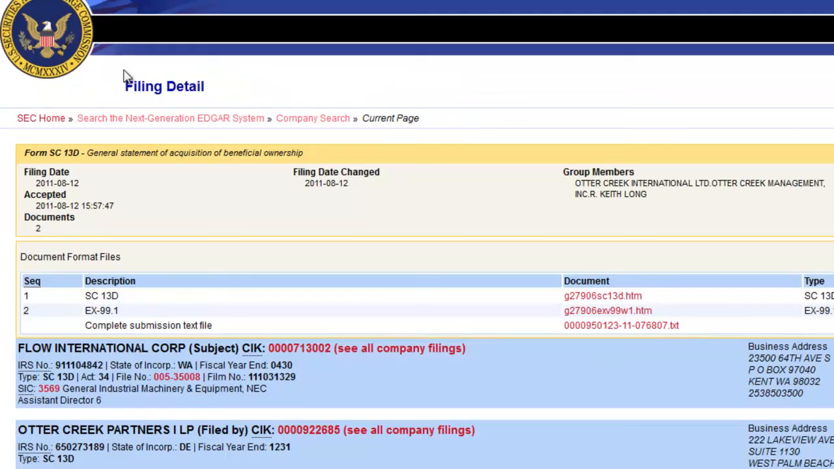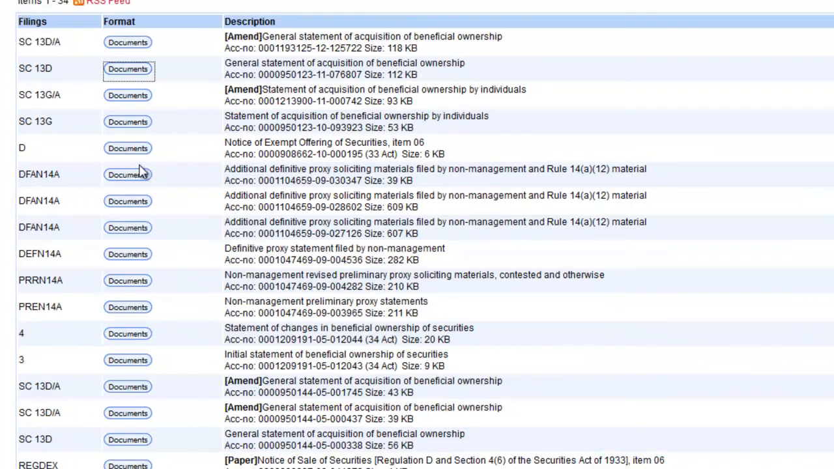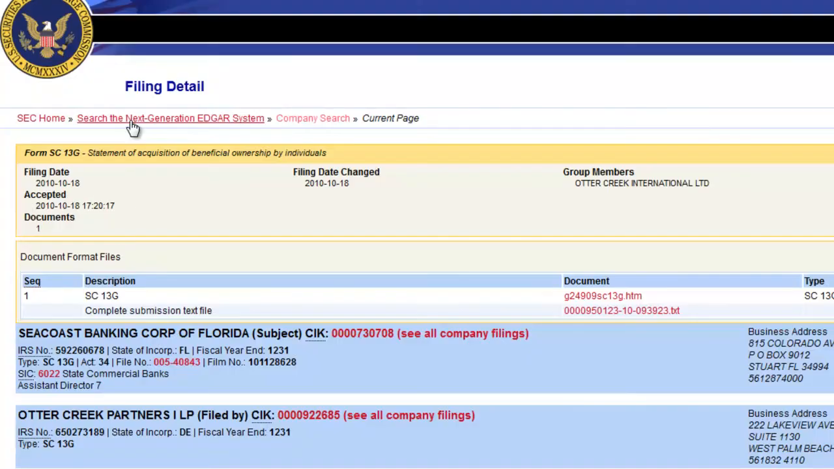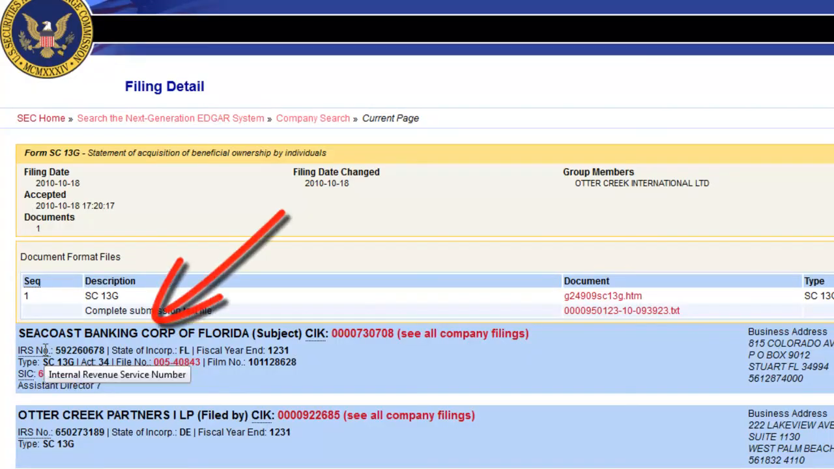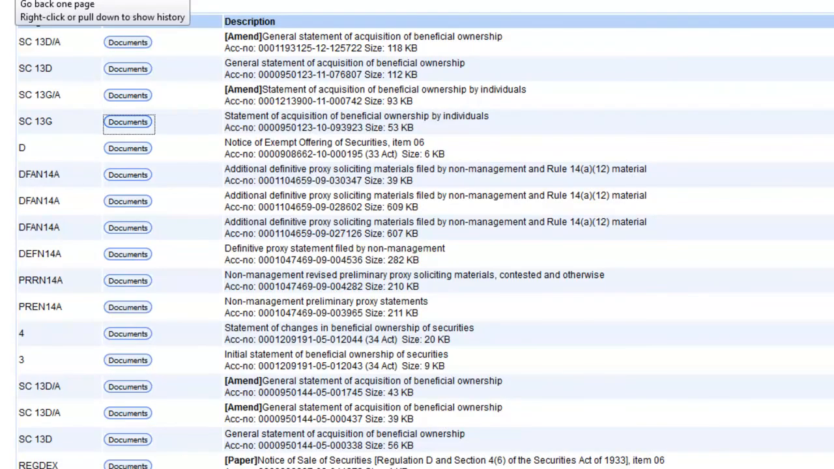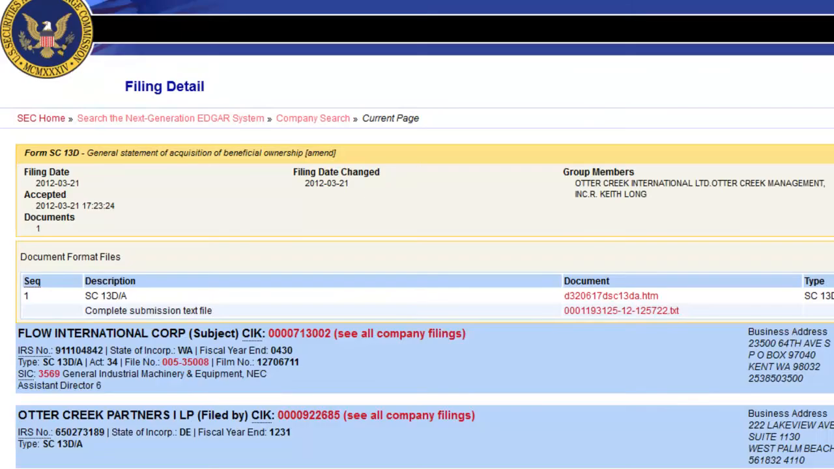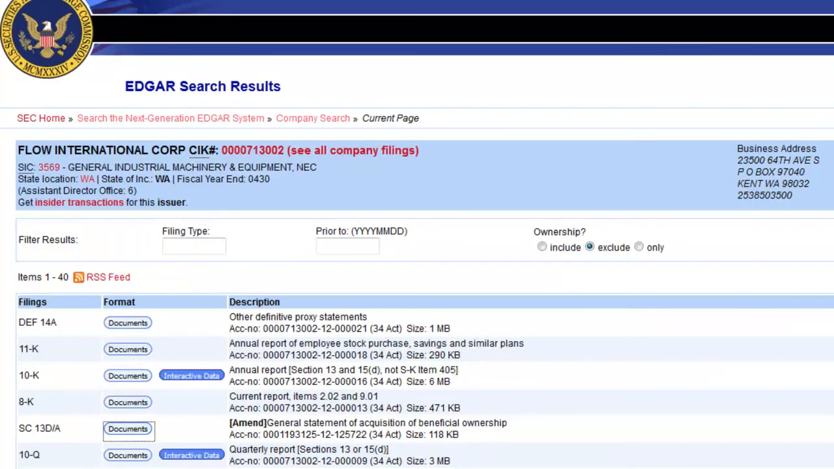Let's click. This is a filing that involves Flow International, but let me see some other ones that they filed. This is a completely different company, and if they're value investors and they're buying this, maybe I want to look at this company and see if I also am interested. So that's just a little trick that I use to find other investment opportunities. So that's 13D.